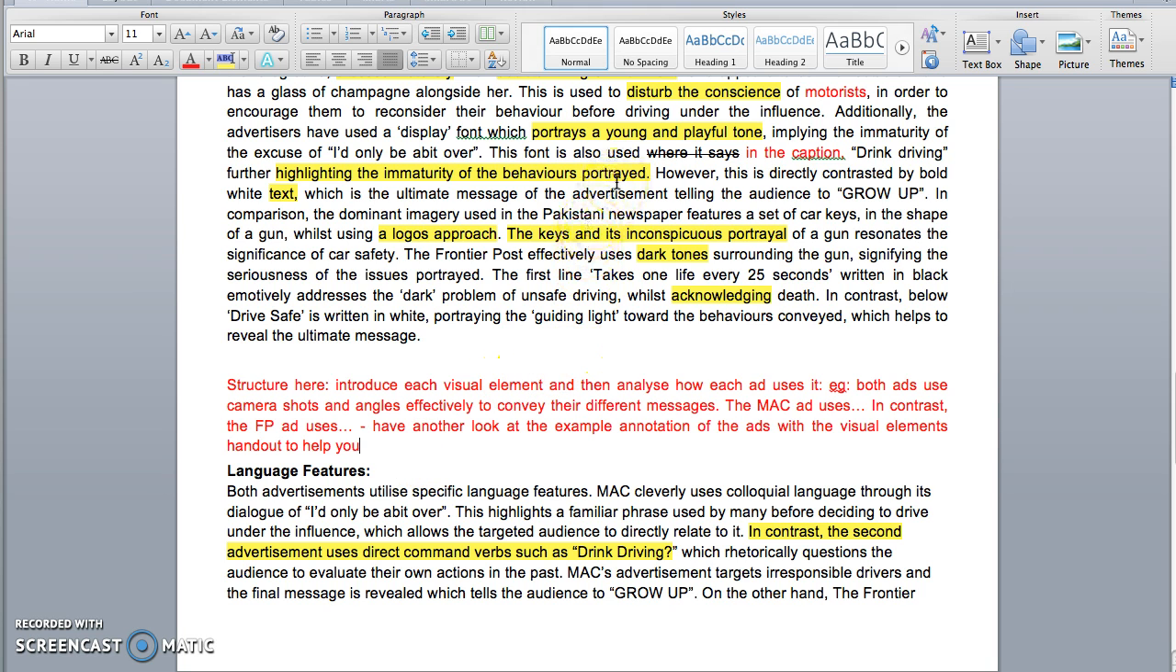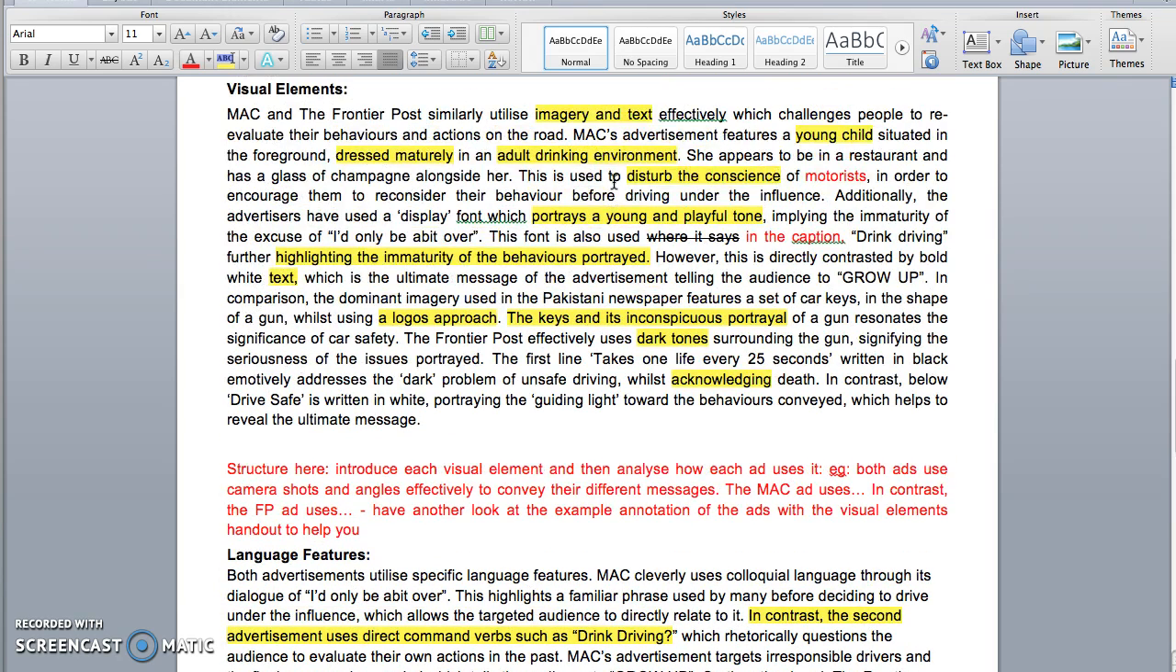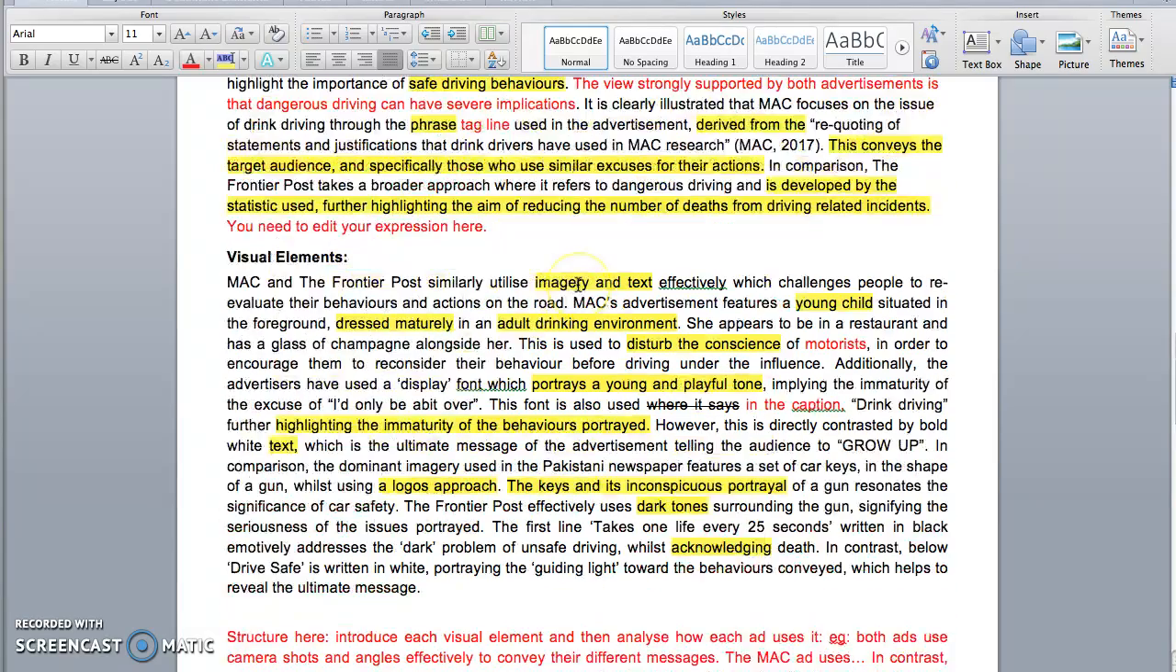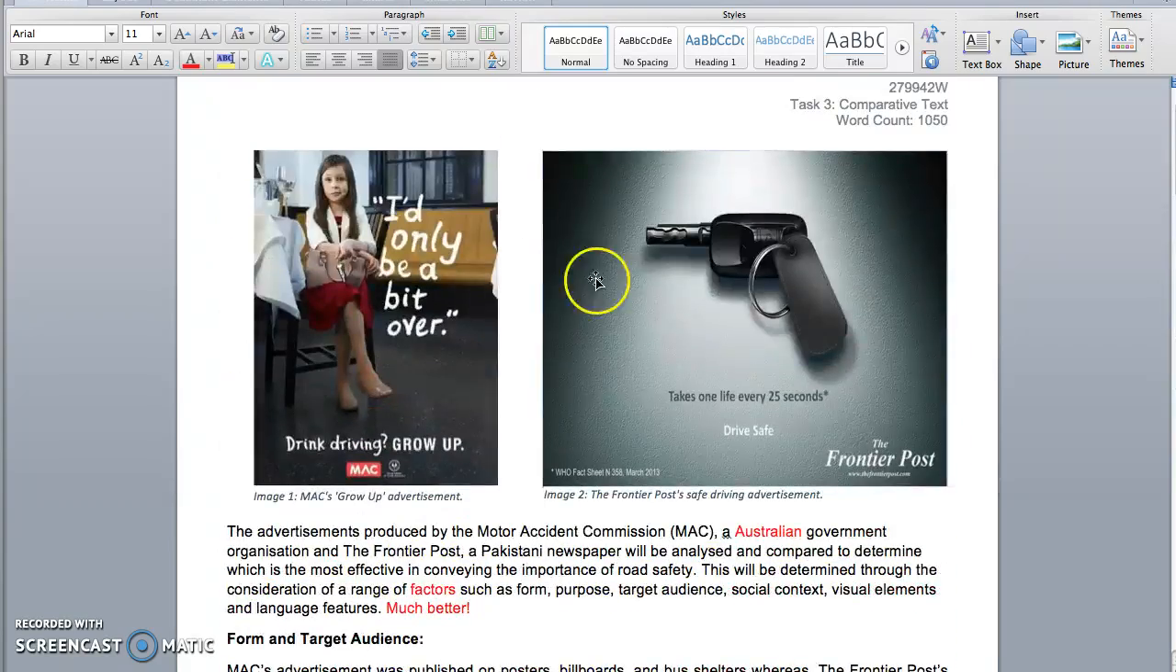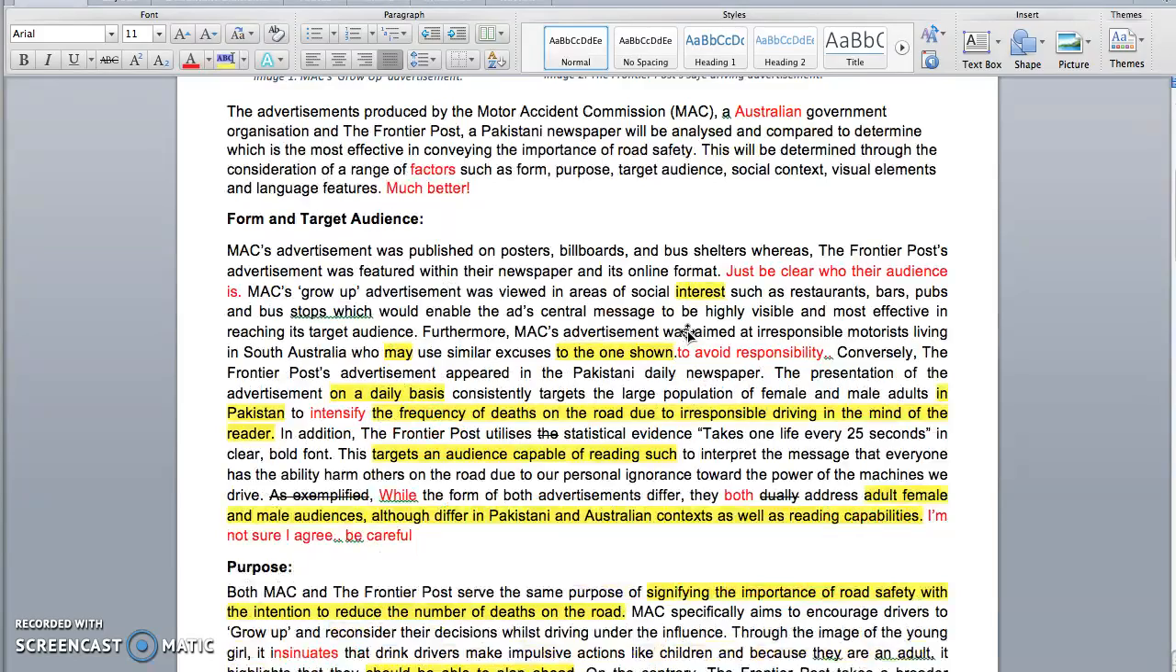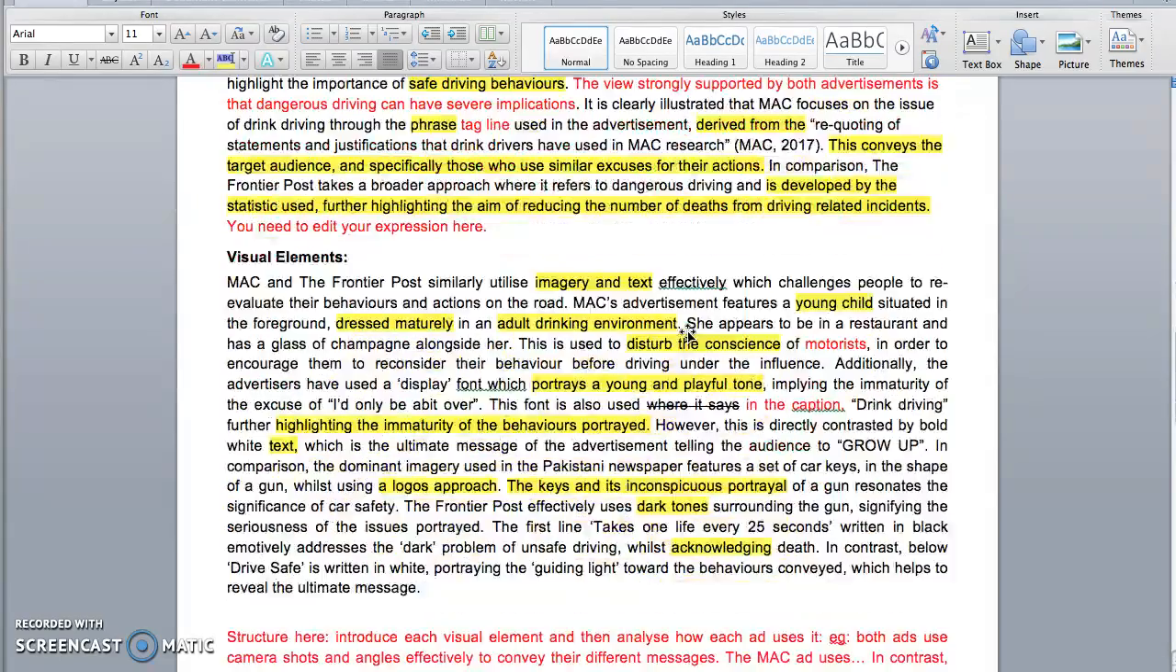One is to create a sense of shame. And it's sort of ironically humorous. The other one, there's no humor at all. It's to shock us into driving safely and create that connection between cars and guns. They are as lethal as guns.